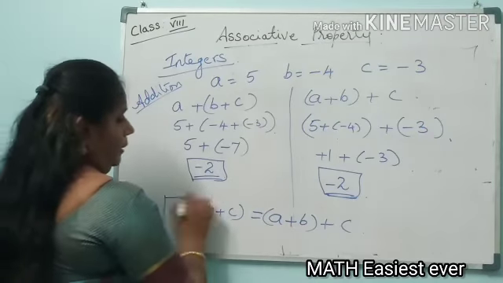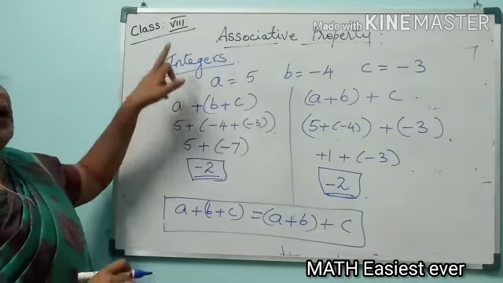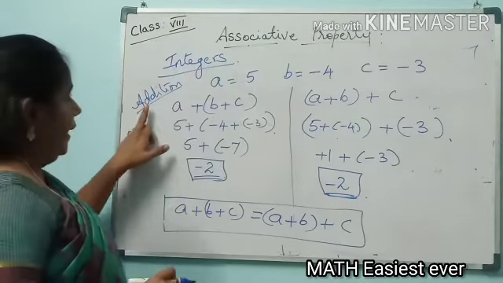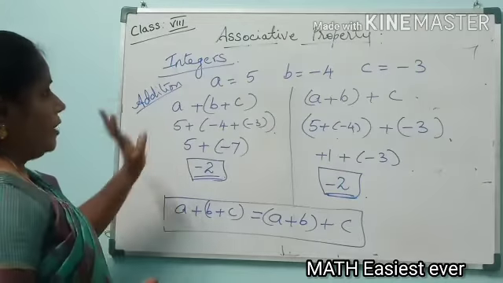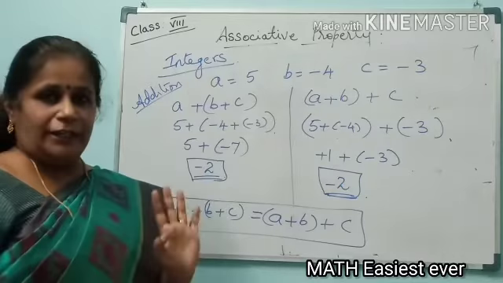Okay children? That means it is true for integers in addition. It's true in the associative property. So the associative property of integers is true for addition.